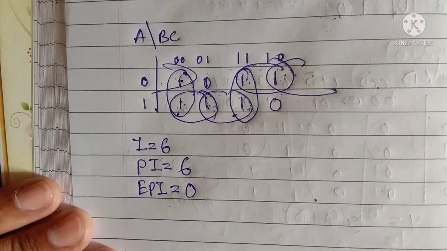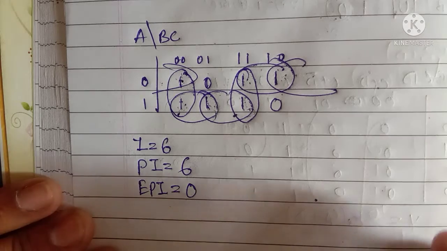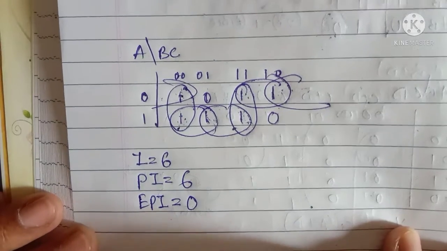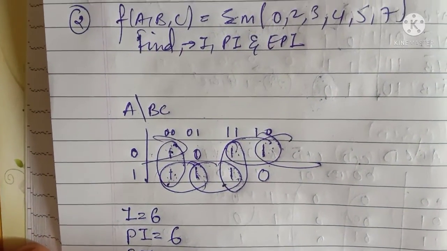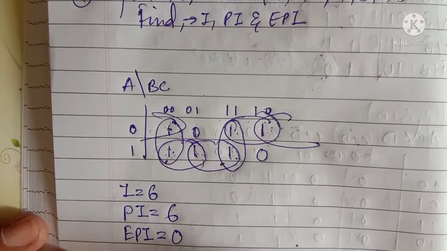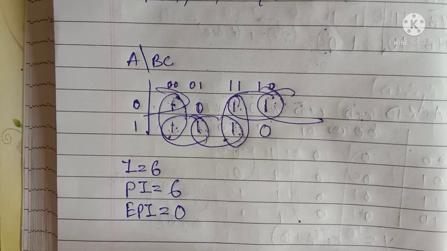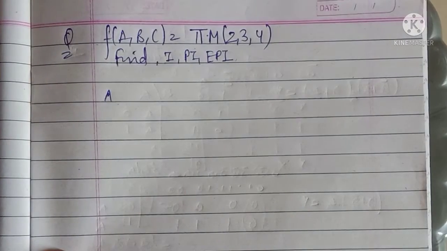Understood? We'll take one more example so we can see how the essential prime implicant arrives. I think this much is clear to all, how we are forming the groups and what the question asked. The given question was in the form of min terms, and they told us to find the prime implicants and essential prime implicants, and that we solved. Okay, we'll solve one more question based on it: implicants, prime implicants and essential prime implicants.